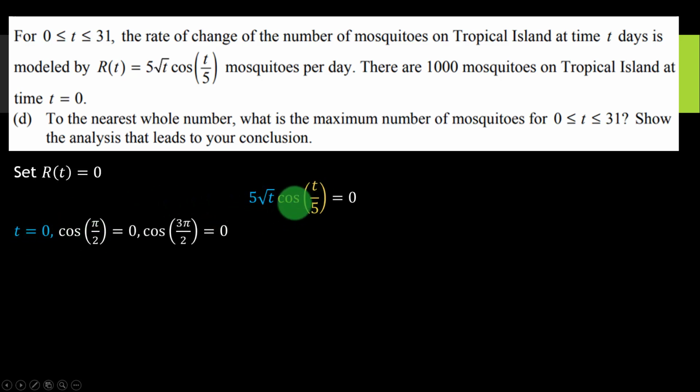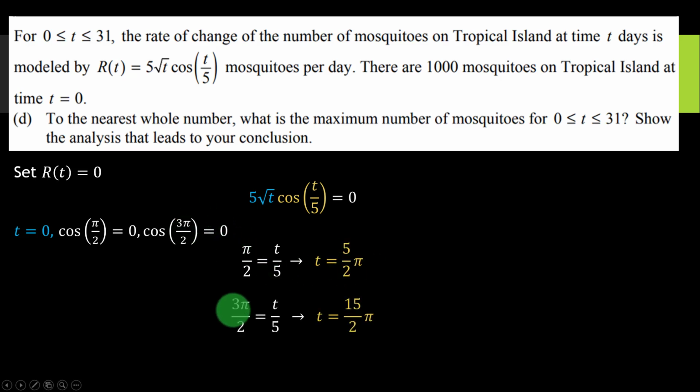These other, for cosine of t over 5, we have to do a little bit more work. So remember, from your unit circle, that cosine of pi over 2 is 0 and cosine of 3 pi over 2 is 0. So we can set up this equation. The insides should be the same. So pi over 2 is equal to t over 5. That would give us, if we multiply, t equals 5 over 2 pi. Same thing with 3 pi over 2 equals t over 5. Multiply by the 5, we get 15 over 2 pi.